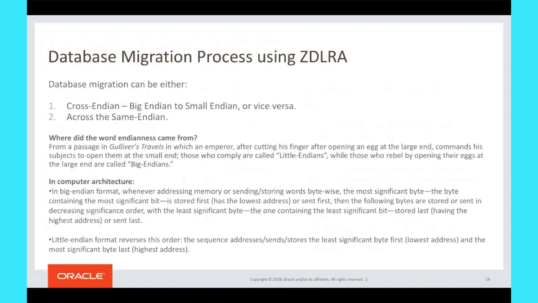Some of you may know, I didn't know this, but the big Endian, little Endian background came from Gulliver's Travels, where subjects of the emperor who complied with his orders were called little Endians, and those who rebelled were called big Endians, okay? It relates to the side of the egg: by opening their eggs at the large end, they were called big Endians. This got transferred over to computer architecture, where in big Endian, addressing memory starts with the most significant bit stored first, and with little Endian, the reverse is done. Okay, just a little trivia to start off with here.